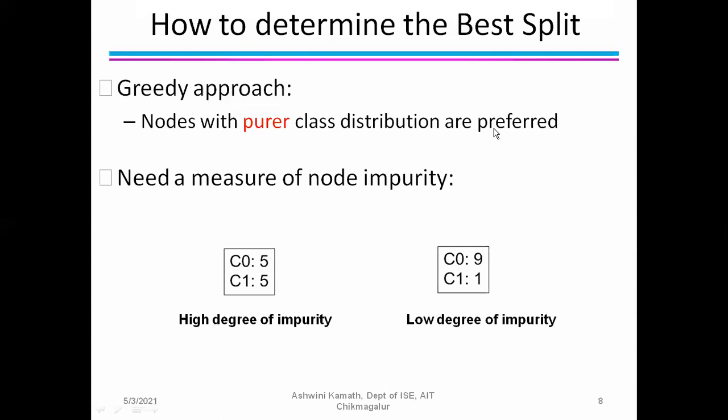Then if I consider C0, where I have 9 C0 values and 1 C1 value, it is a low degree of impurity. For such an attribute, I can consider C0 as the classification, because the maximum value is C0, which is 9. So it is a low degree of impurity. I hope you understood. Nodes with purer class distribution are preferred.